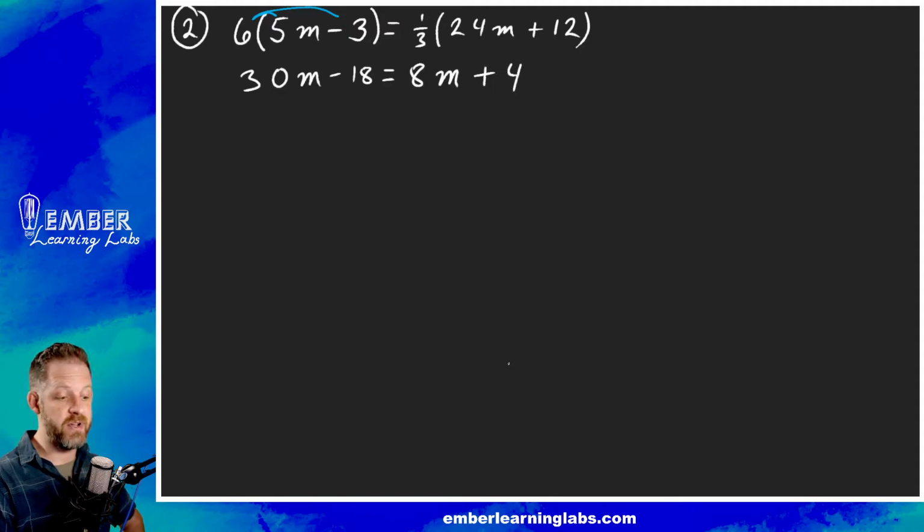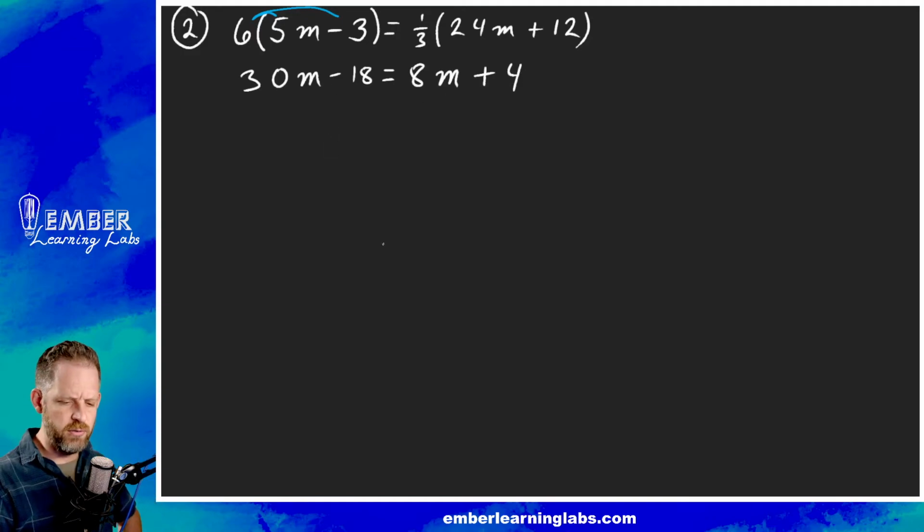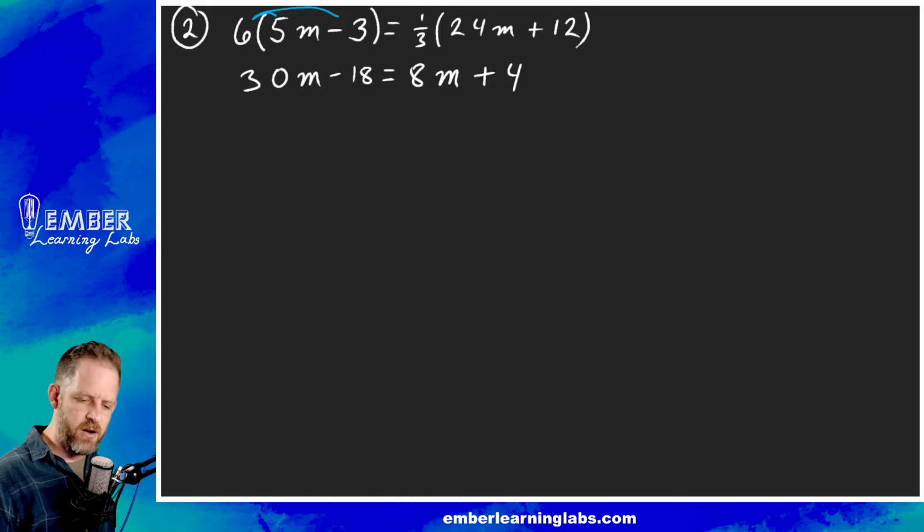Easy peasy lemon squeezy. We need to get this m over with that m. They're lonely. They're separated. All of that jazz. So we need to bring this one over to that one. So we're going to subtract 8m from both sides. Minus 8m is going to go with this one over here.